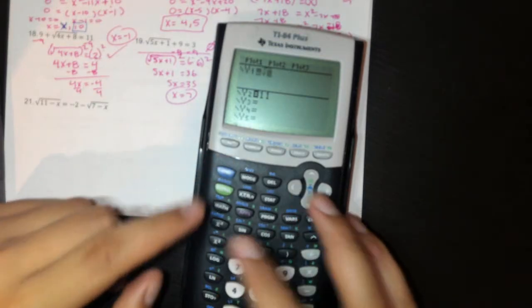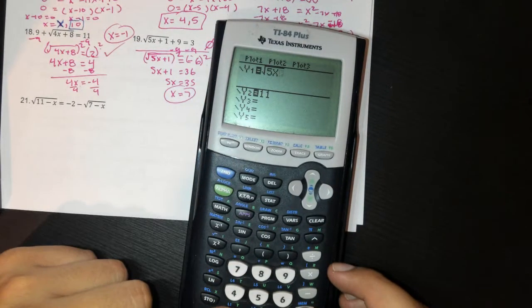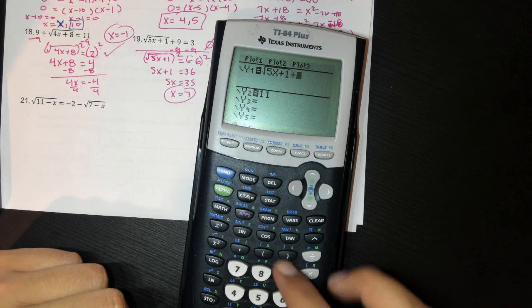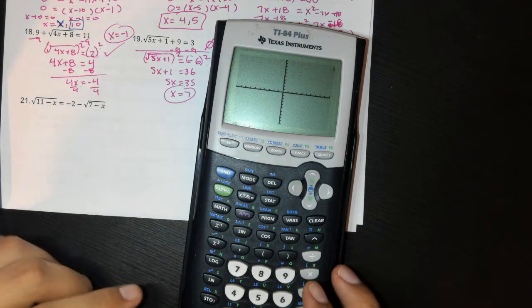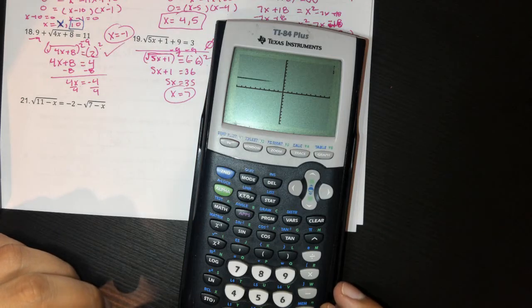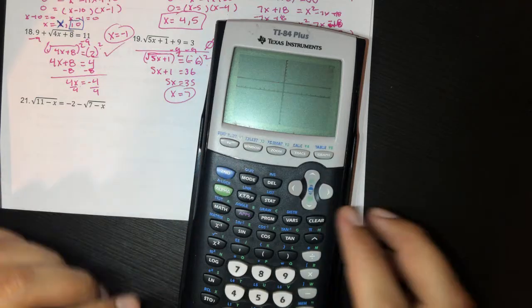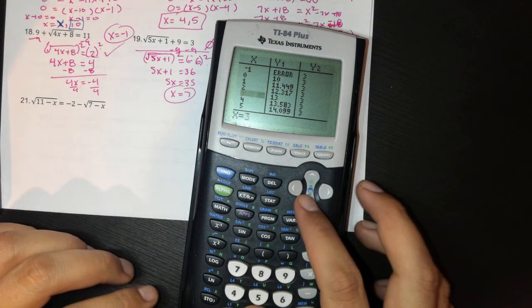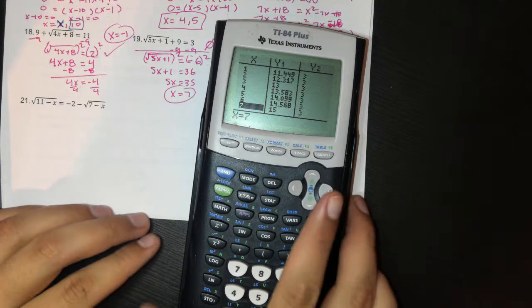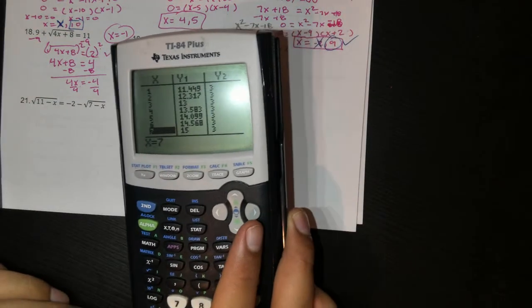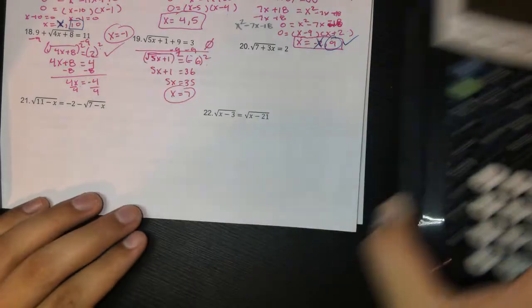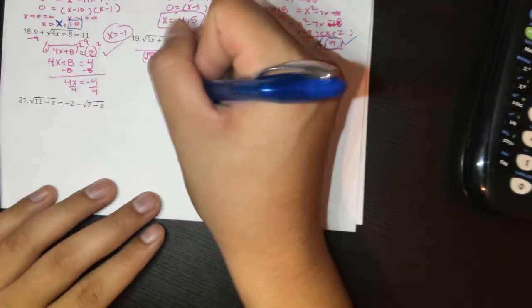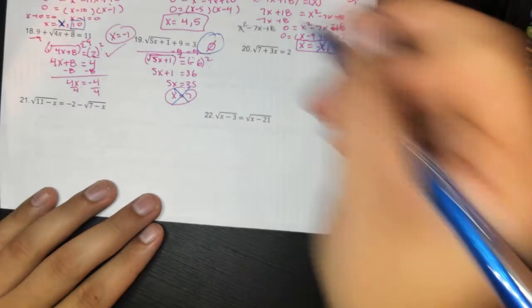So square root of 5x plus 1, make sure you're outside the square root for the plus 9, equals 3. Go to the table. Our answer was 7. There we can see it. Y1 is 15, Y2 is 3. That does not work. So that just confirms that this is not a solution. So no solution on this one.